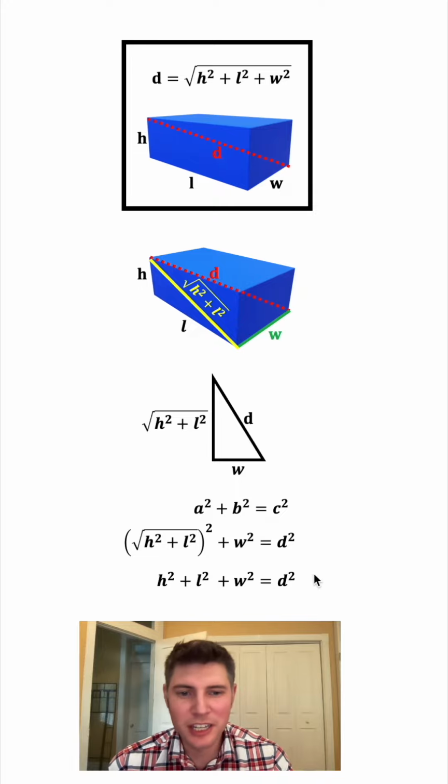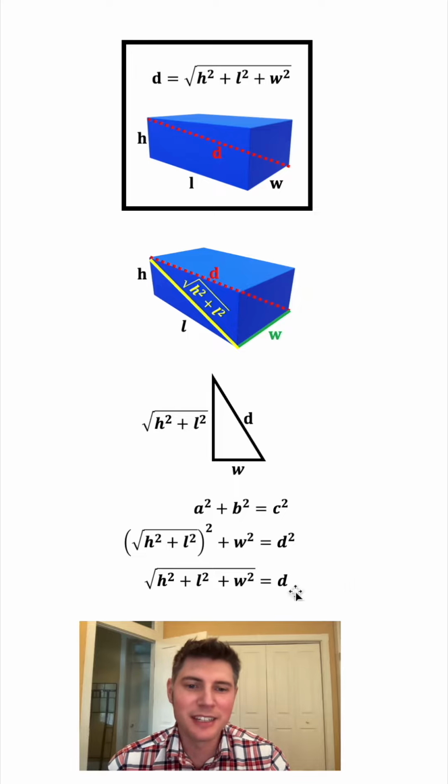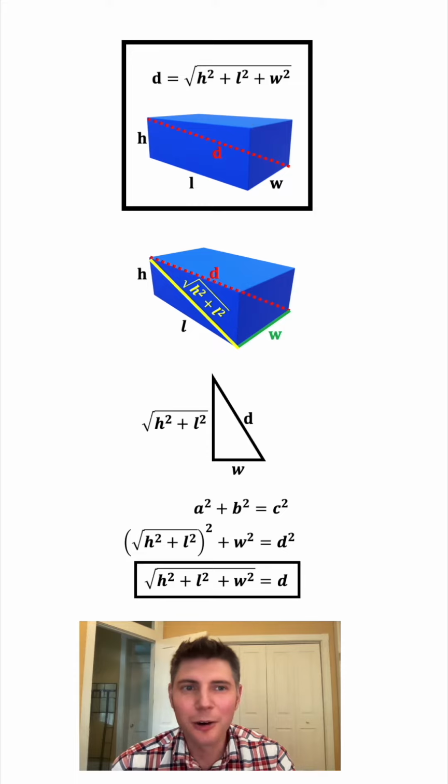Since we're solving for d, we can just square root both sides of the equation, and the square root of d squared is just d, and now we've derived our formula. D is equal to the square root of h squared plus l squared plus w squared. How exciting.